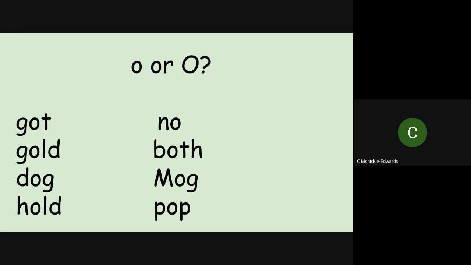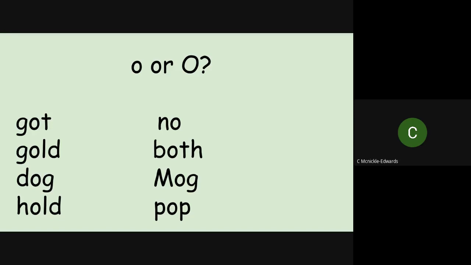Again, let's move on to the next word, g, o, l, d, gold, or g, o, l, d, gold. So again, this one would have the long O pronunciation. b, o, t, both, or b, o, t, both. Okay, so again, this one would have the long O pronunciation. d, o, g, dog, d, o, g, dog. So that would have the short o pronunciation.